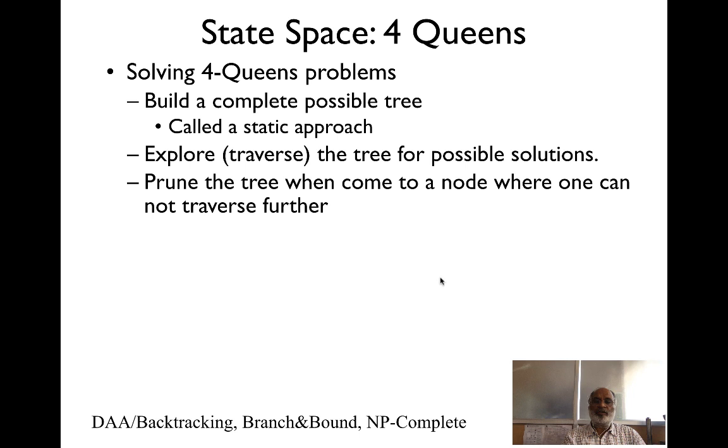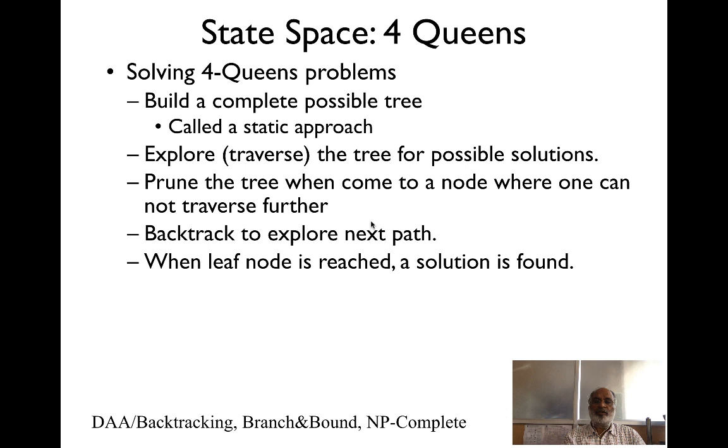And the moment we come to a place where we could not explore because the solution was infeasible, like when we took x1 as value 1 and x2 as value 2, this position got attacked, so there is no point exploring values for x3 and x4. We stop the tree right there. And then we backtrack to explore the next path and continue.